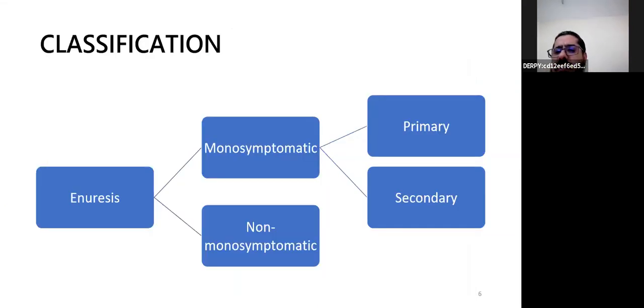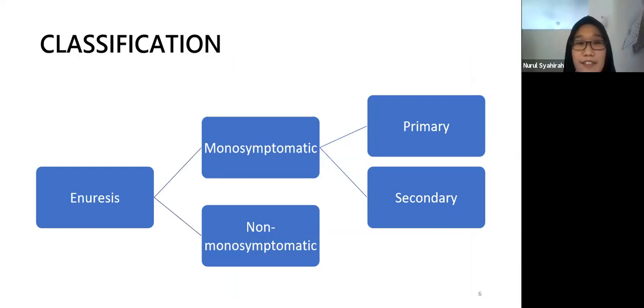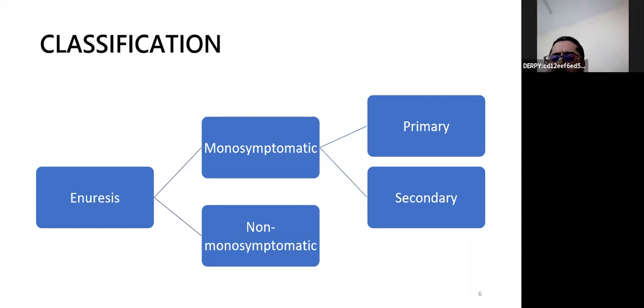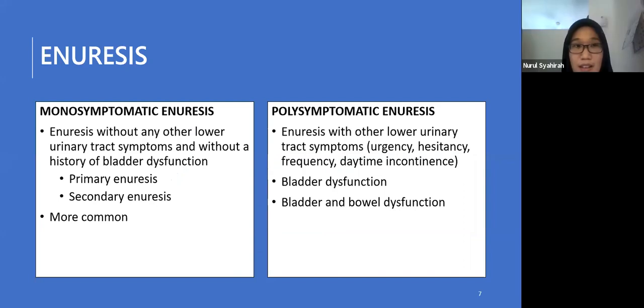Okay, so for the classification, enuresis can be classified into monosymptomatic and non-monosymptomatic. Monosymptomatic can be further divided into primary and secondary enuresis. Monosymptomatic enuresis means the child has enuresis without any other lower urinary tract symptoms and without a history of bladder dysfunction. So it can be divided into primary and secondary enuresis.